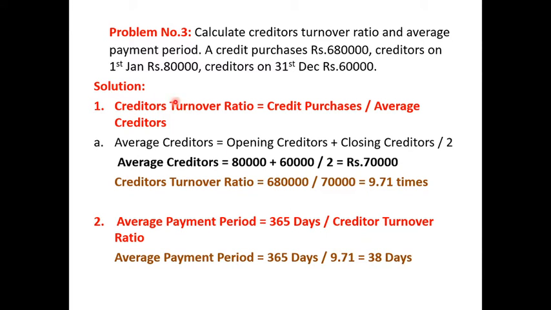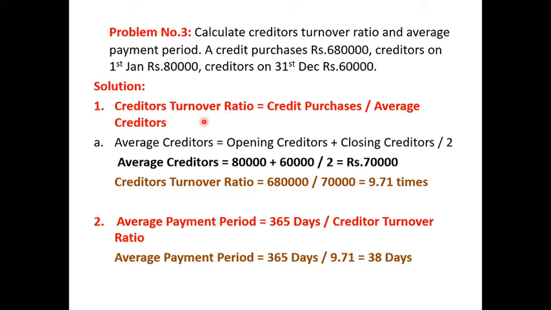Next, third problem: calculate creditor turnover ratio and average payment period. What information is given here? Credit purchases is given, and creditors on 1st January and creditors on 31st January, that is opening and closing creditors, are given. All the information is given directly.